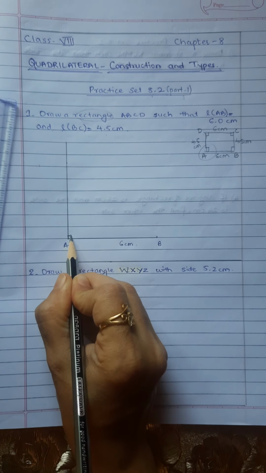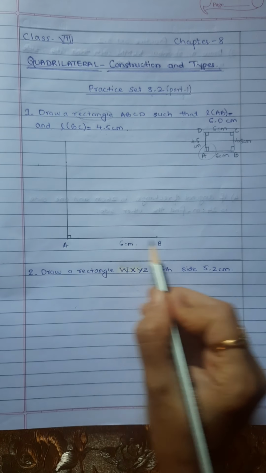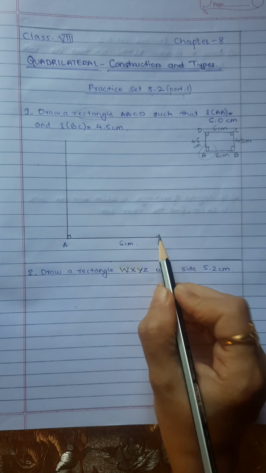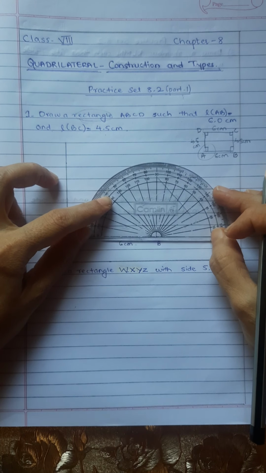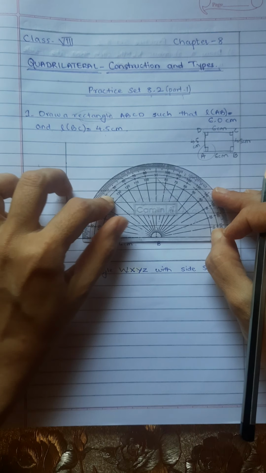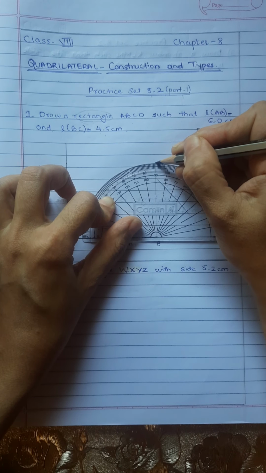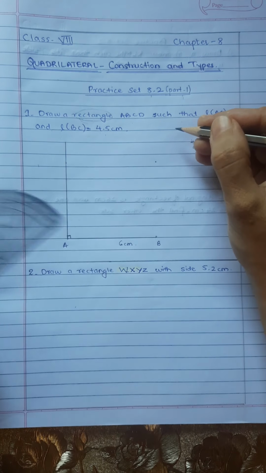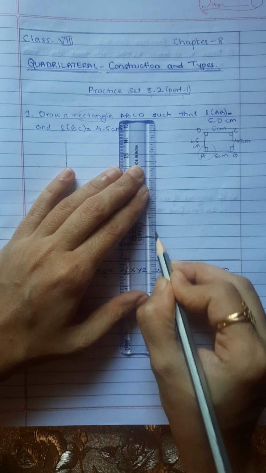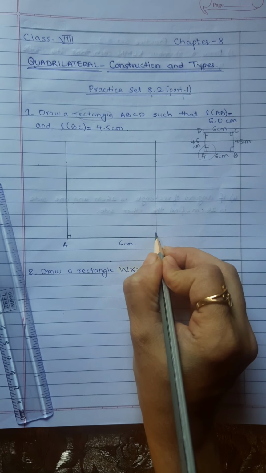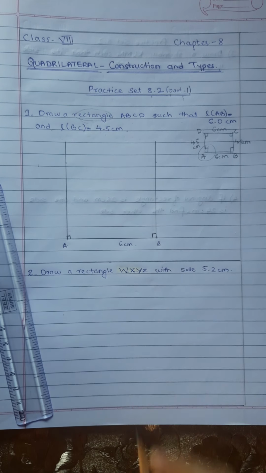This is 90 degrees. Do the same using vertex B. Take the protractor. Keep it on vertex B in this way. Mark on 90 degrees. Join the points. Angle B measures 90 degrees.